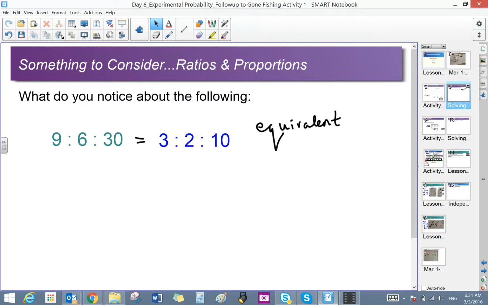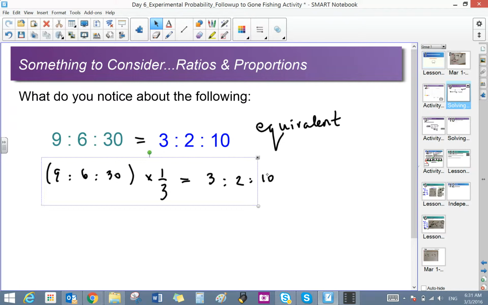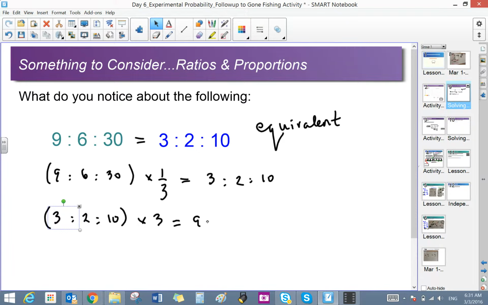So you can see that by multiplying this particular ratio, 9 to 6 to 30, which is something that may have come up in your discussion, if I were to multiply that by a third, so take a third of every number, I'll produce the 3 to 2 to 10 ratio. Alternatively, you may have talked about one being 3 times the other. So if I take that ratio and I were to triple that, I'd produce the other one, 9 to 6 to 30.